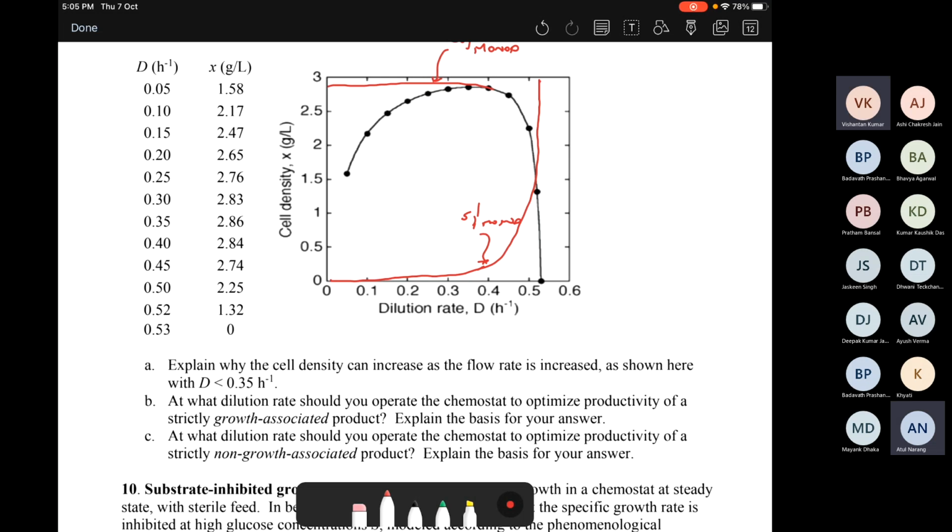Yes, sir. I'll just revisit it once. We've not just covered the Monod model, right? And we went on to discuss. So that is part A.